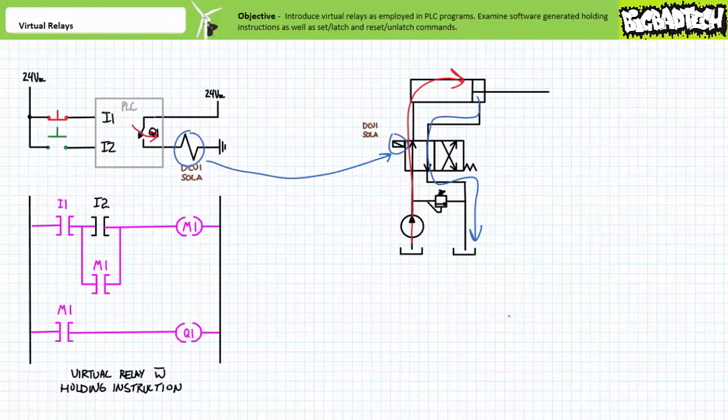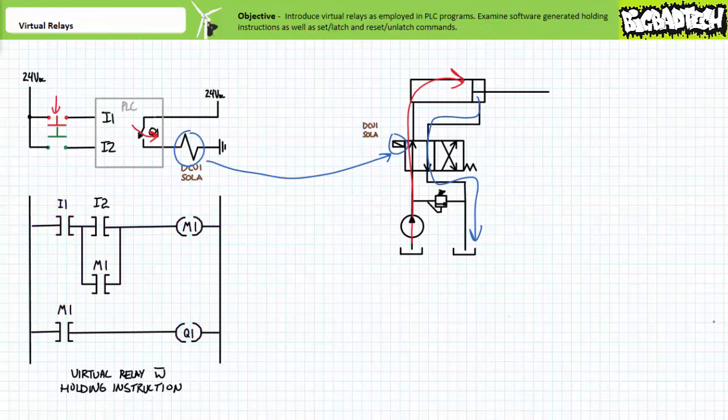The virtual relay and its associated instructions have thus allowed this system to maintain or remember the last asserted state, as would a traditional hardwired holding contact and a relay. The cylinder will remain in this extended state until an operator presses and releases the red push button.